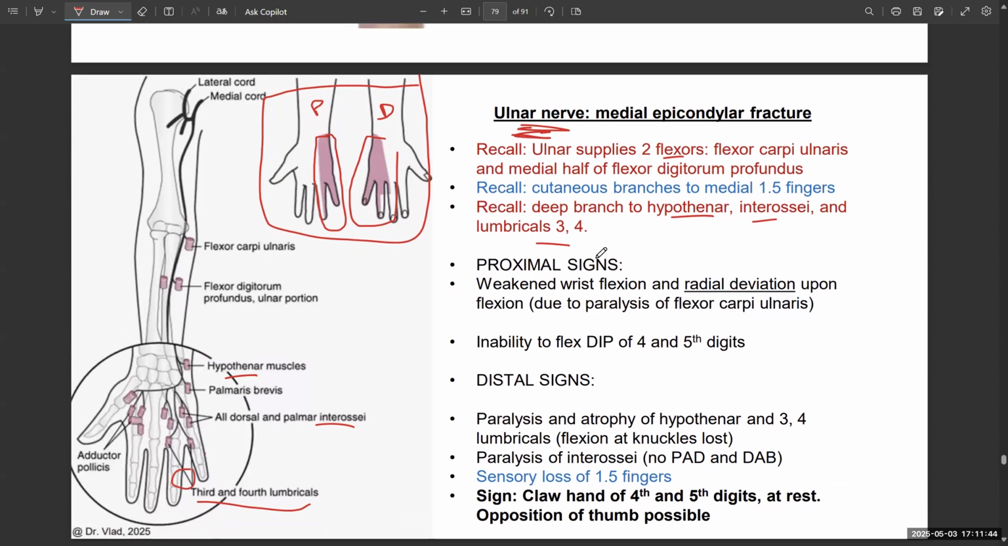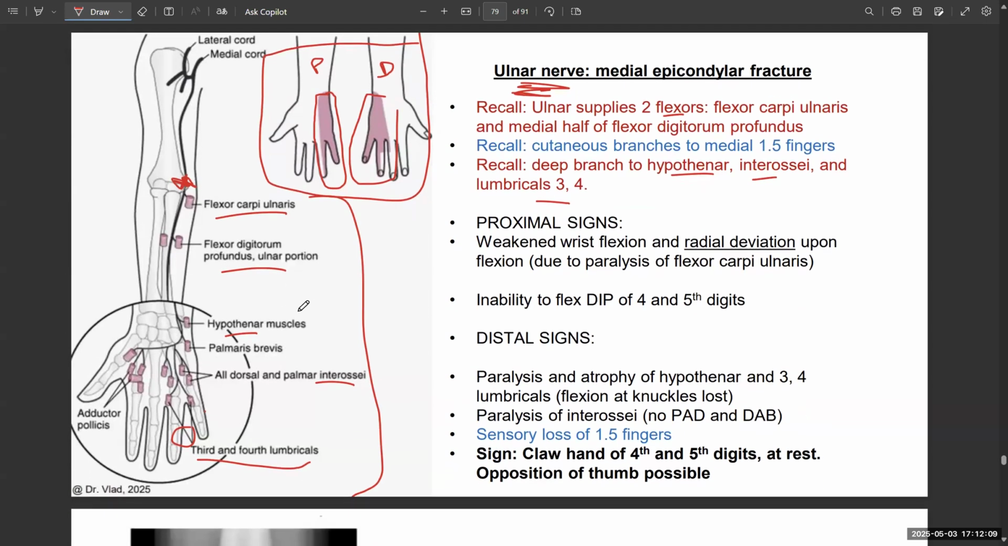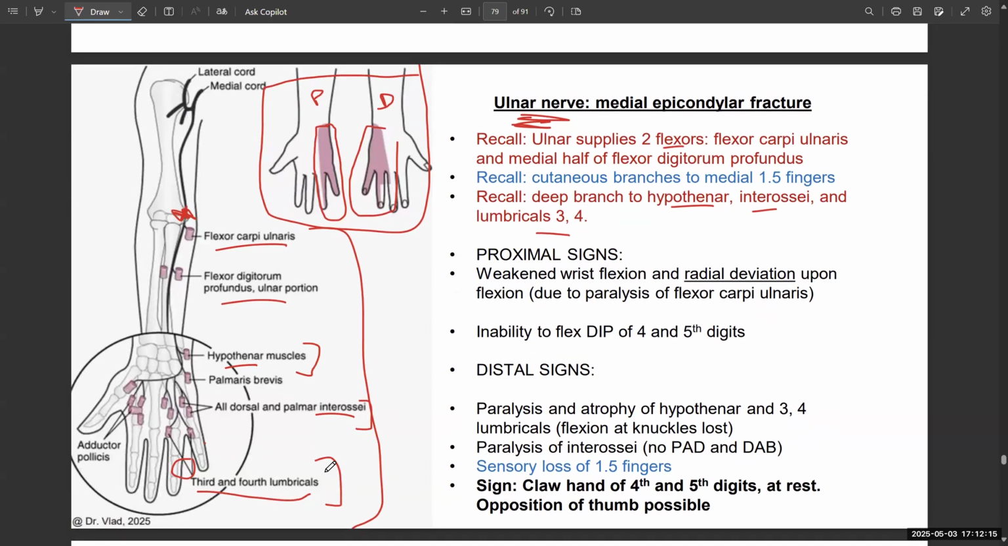Now, when you have a medial epicondylar fracture, this nerve is going along very peacefully, and then you have a fracture here, boom. Everything is going to be paralyzed. Everything is going to lose function because you have proximal signs. Proximally, it is supplying these two flexors, so this will be paralyzed, this will be paralyzed. Down here, the hypothenar muscles are paralyzed. The interossi are paralyzed. And the third and fourth lumbricals are also paralyzed.